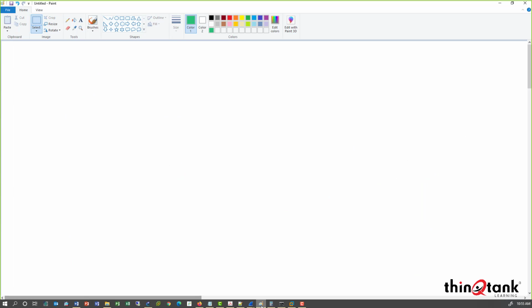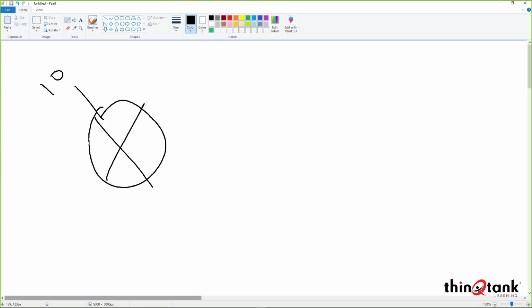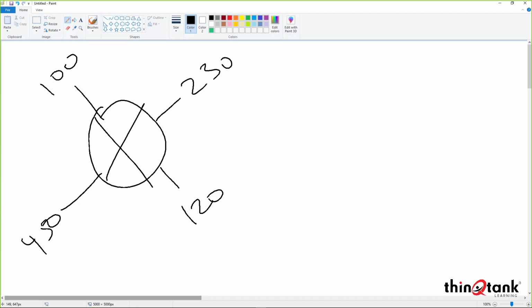Let's say, for example, we have a network here. Let me change my color. We've got a network here, and we have maybe 100 hosts here, and we have 230 hosts here, and we have maybe 120 hosts here, and we have 450 hosts here. All right, and I was given the network block of 10.10.0.0/16.